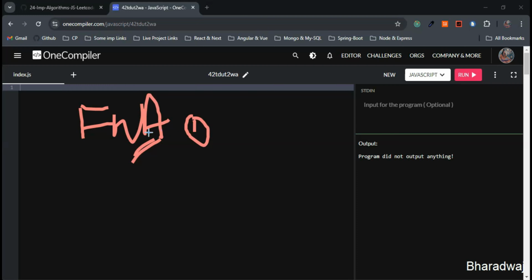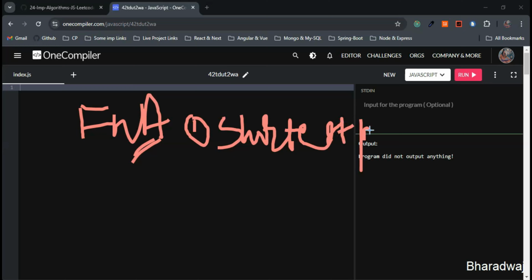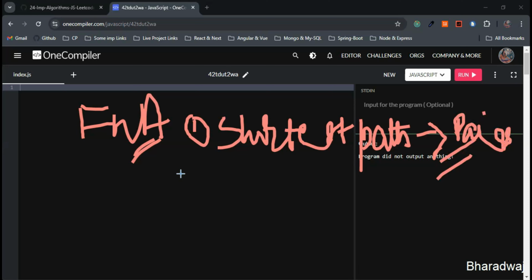So basically what's the idea here? It is used to find the shortest path. Let me write here: shortest path between pairs. So this is the first step.